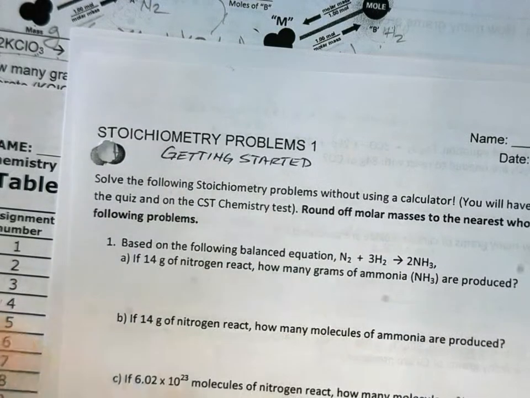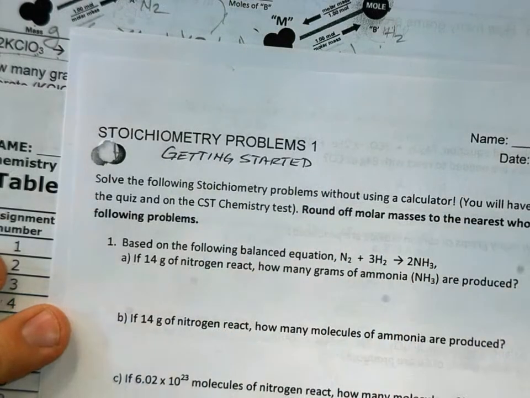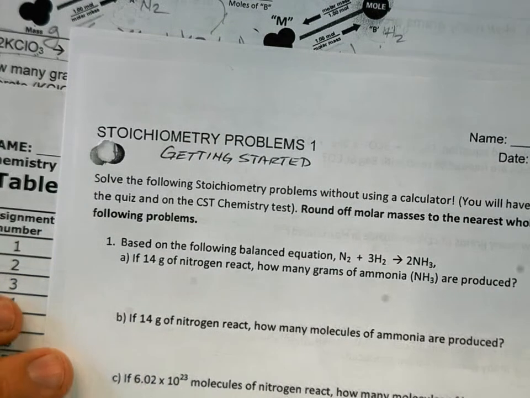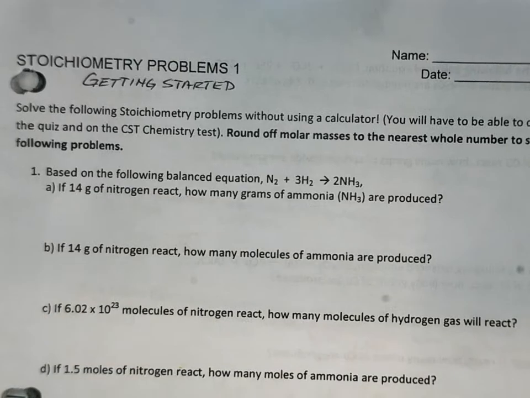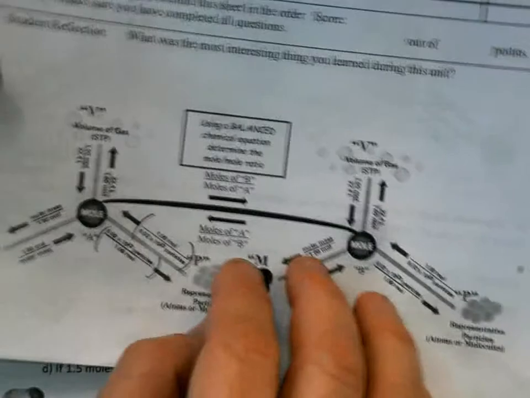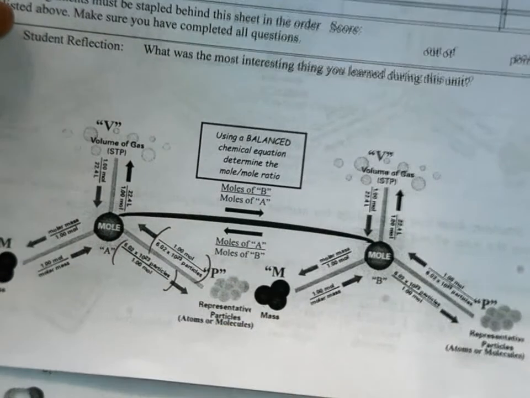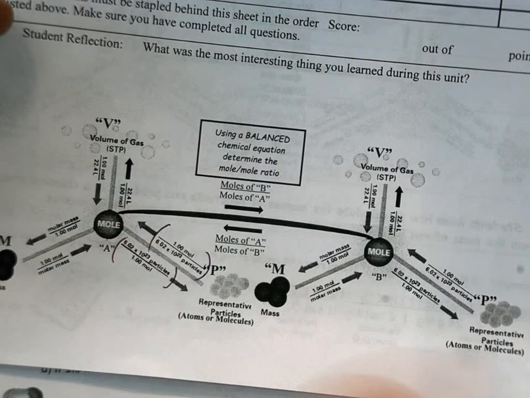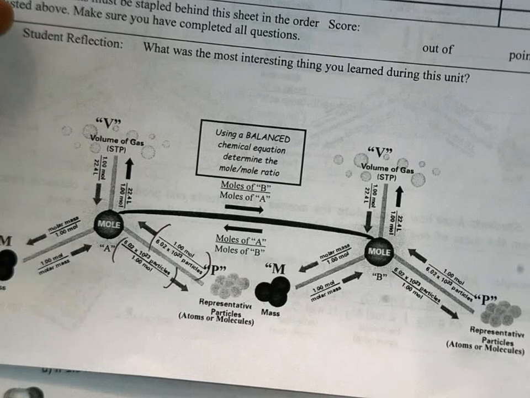I'm going to go over just getting started on the first two problems on the stoichiometry problems worksheet number 1 paper. So when you're doing this, please get out your most valuable player of chemistry, the MVP charts, what I call the road maps. Look at these, this will help you be able to see the big picture on the problems.